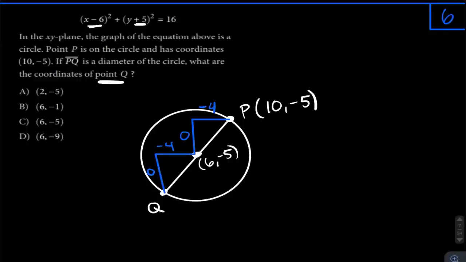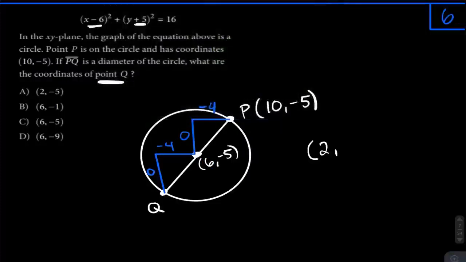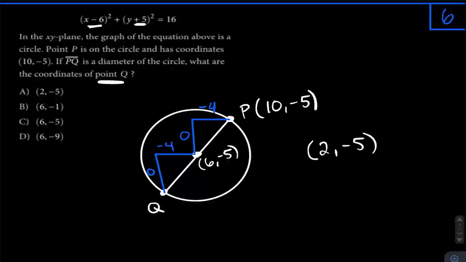And so the y coordinate's not going to change at all. But we know that the x coordinate is going to be 6 minus that 4, so we would get to negative 5. That's just how a line works. You can make those steps. That's exactly what you do when you're talking about rise over run. Same thing. So that's your answer for question 6.